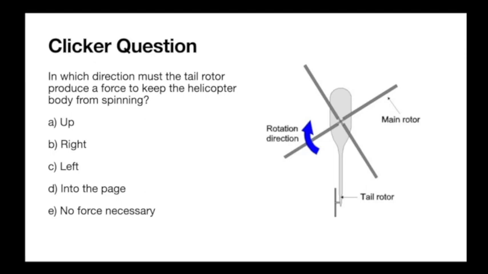And to make it easier, you can think about maybe the helicopter's like nothing's moving, it's just floating in the air, and then we start this main rotor spinning. What do we need to do to keep the body still as we start the main rotor or increase its speed?